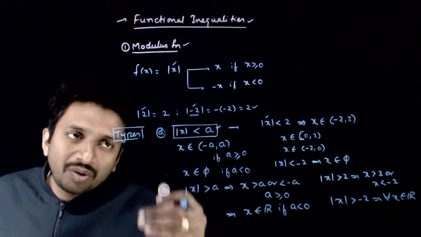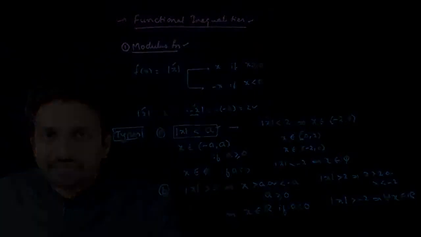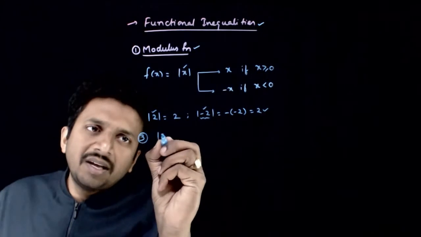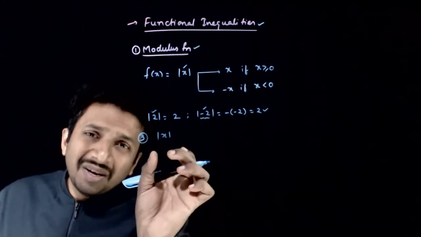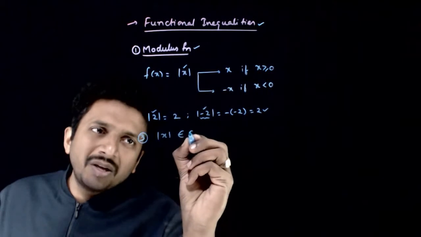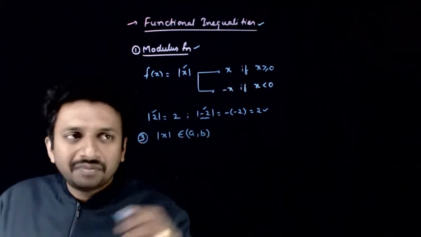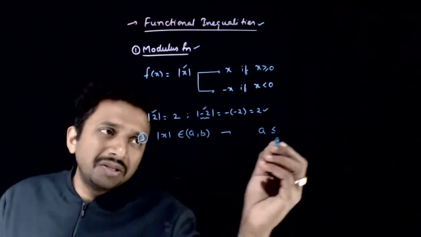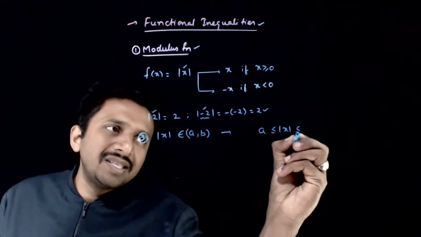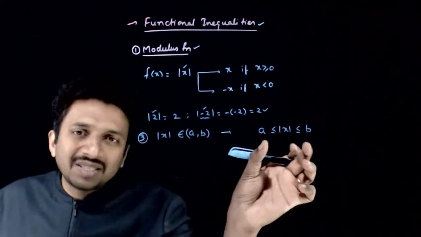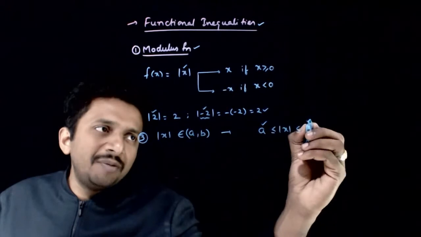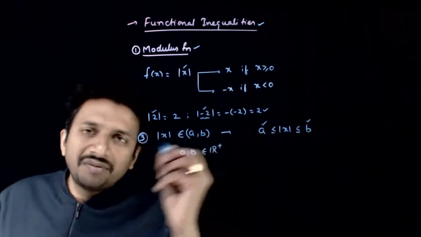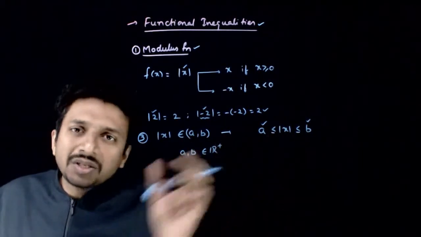So now let us go to the further inequalities. The next type of inequality is something like mod x is in between a and b. Mod x belongs to a comma b. That is, a less than or equal to mod x less than or equal to b. Mod x lies between a and b. Let us assume that a and b are positive numbers. a comma b belongs to positive real numbers. Now what is the solution for this?